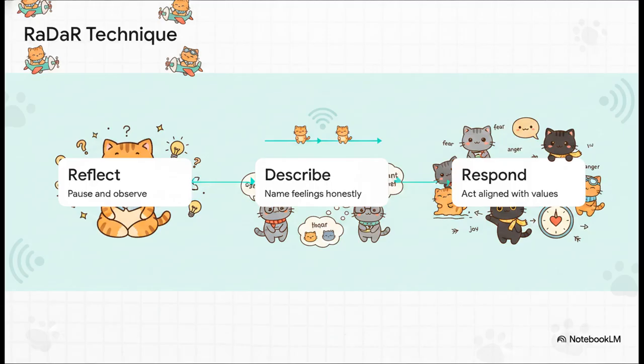A really phenomenal portable tool for this regulation phase is the RADAR technique. Step 1, reflect. Just pause and observe without judging yourself. Step 2, describe. Name those feelings and thoughts honestly. And step 3, respond. Take action that actually aligns with your true values, not just your temporary anger or fear. Using RADAR helps create that vital, life-saving space between what you feel and what you actually do.